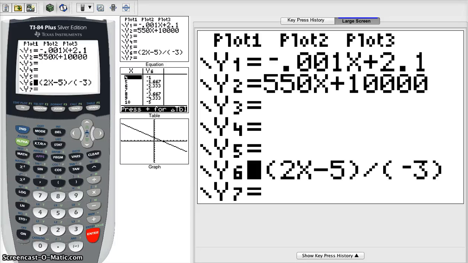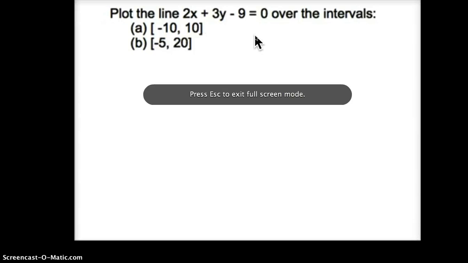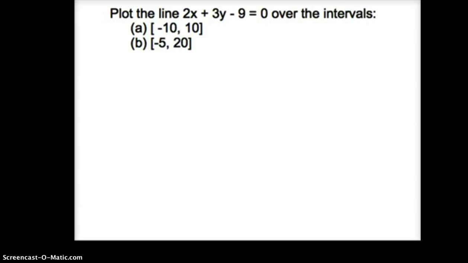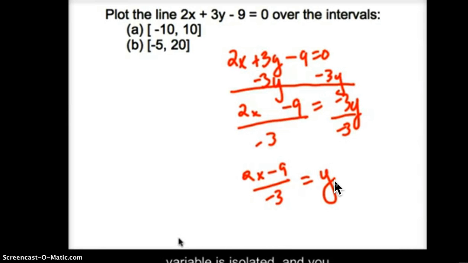Alright, so let's talk about using your graphing calculator to graph a function. We're going to use the same example as in the prior video, which is this one. Of course, just like before, you have to get it in y equals form. If you solve that to y equals form, it should look like this: y equals 2x minus 9 over negative 3.